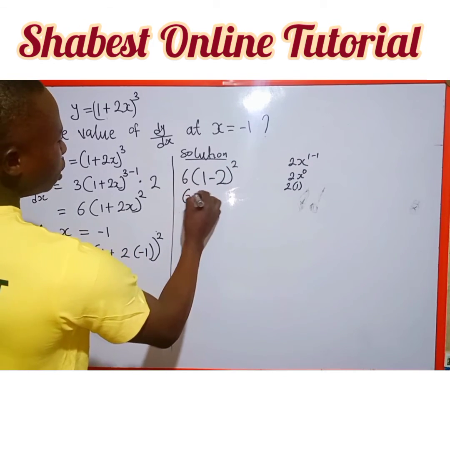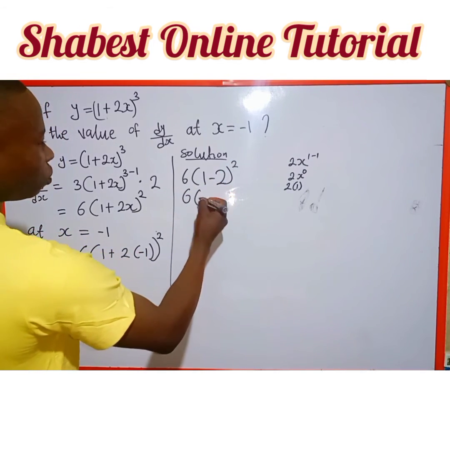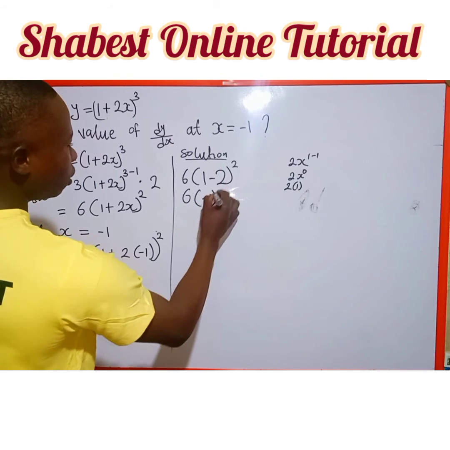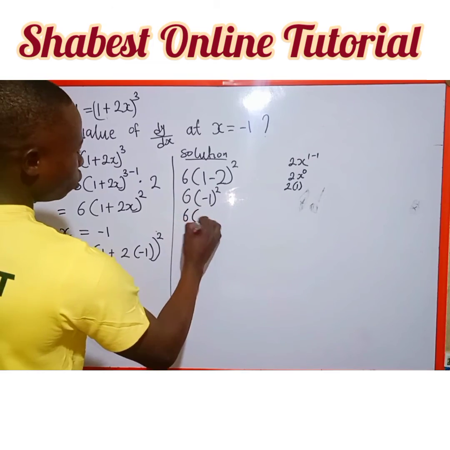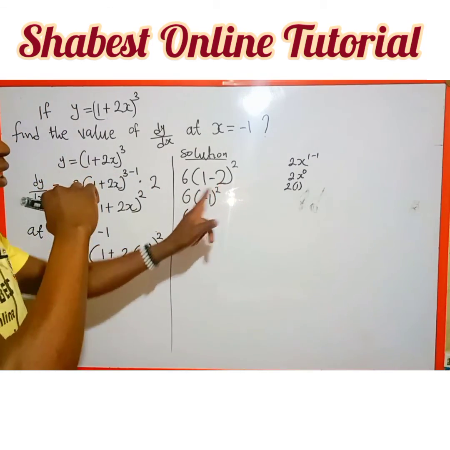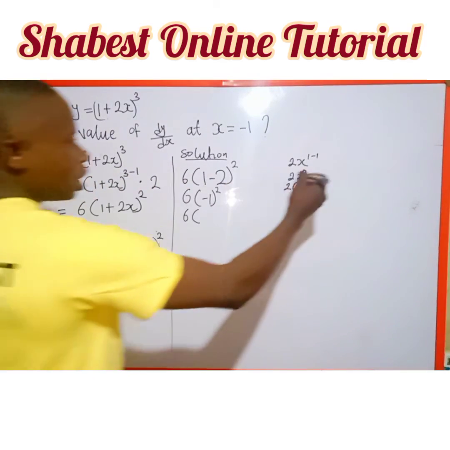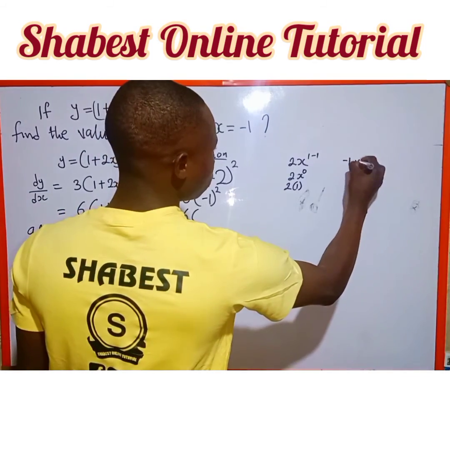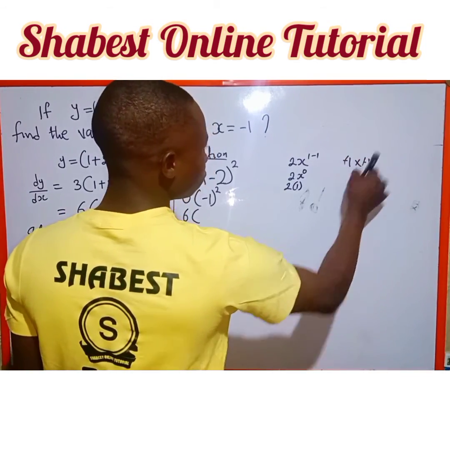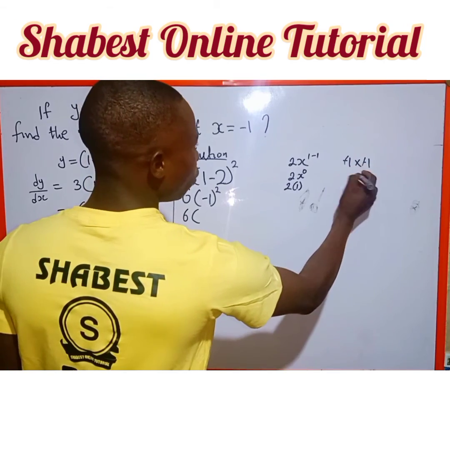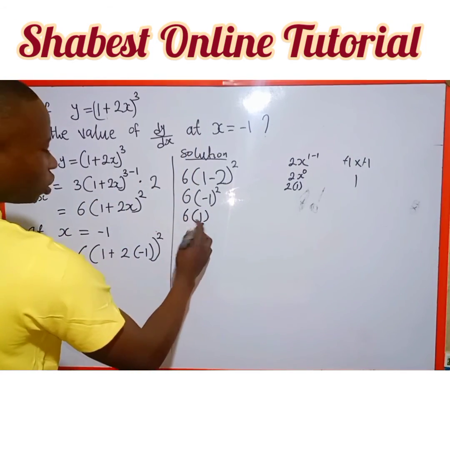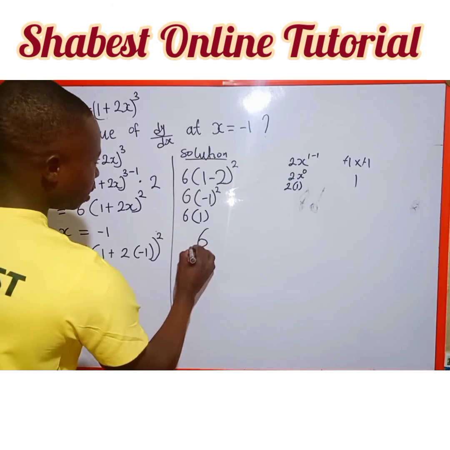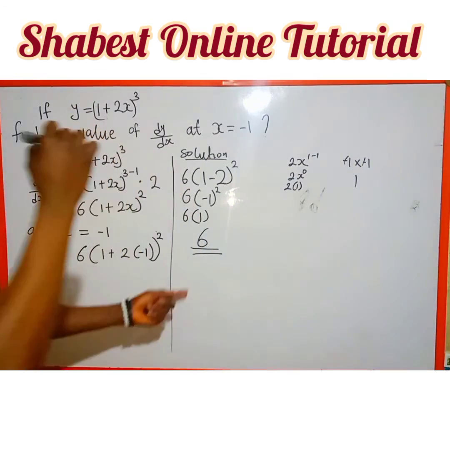So we have 6 into the bracket of 1 minus 2, which gives me -1. -1 raised to the power of 2, which is 6 into the bracket of (-1) squared, will give me +1, because -1 multiplied by -1, negative times negative, is positive. Then 1 times 1 gives me +1. Then 6 multiplied by 1 gives me 6. Therefore, our final answer is equal to 6.